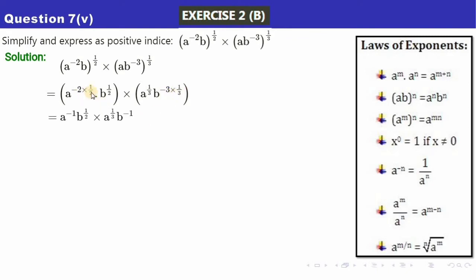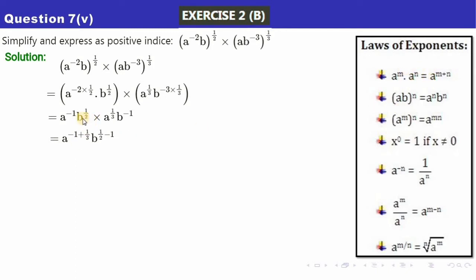So if 2 and 2 are cancelled, only minus 1 is left, isn't it? So that's why in the power we have just minus 1. So this is half, this is a to the power 1 by 3, 3 and 3 get cancelled, only minus 1 is left in the power. Okay, now again, a to the power minus 1, a to the power 1 by 3. So in these two, minus 1 and 1 by 3 will get added as per the first law.